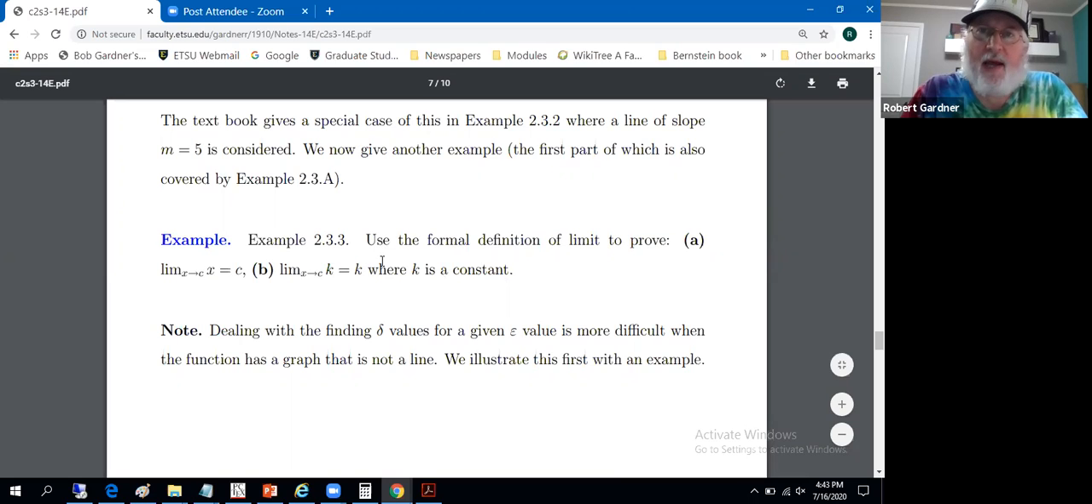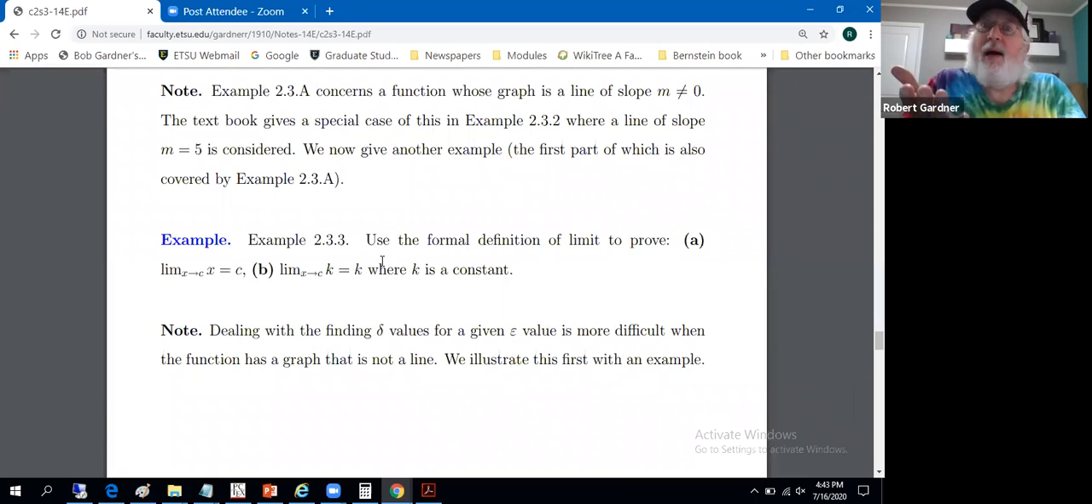We're starting now with the formal definition and building up a body of knowledge. We still need to establish some limit claims that we made in the previous section. We will use the formal definition of limit to prove the following. The limit as x approaches c of x equals c. So we're looking at the function x itself. And the limit as x approaches c of a constant function equals that constant. No surprises in either of those.